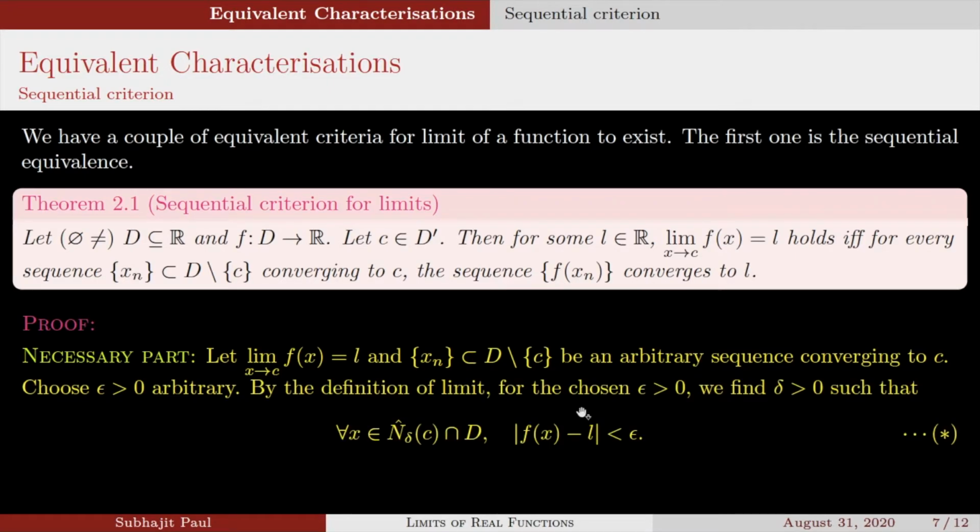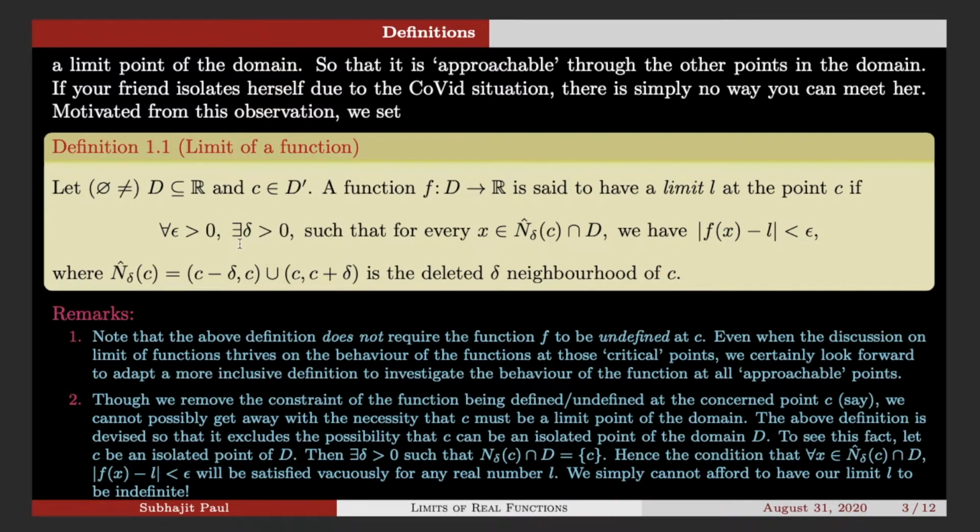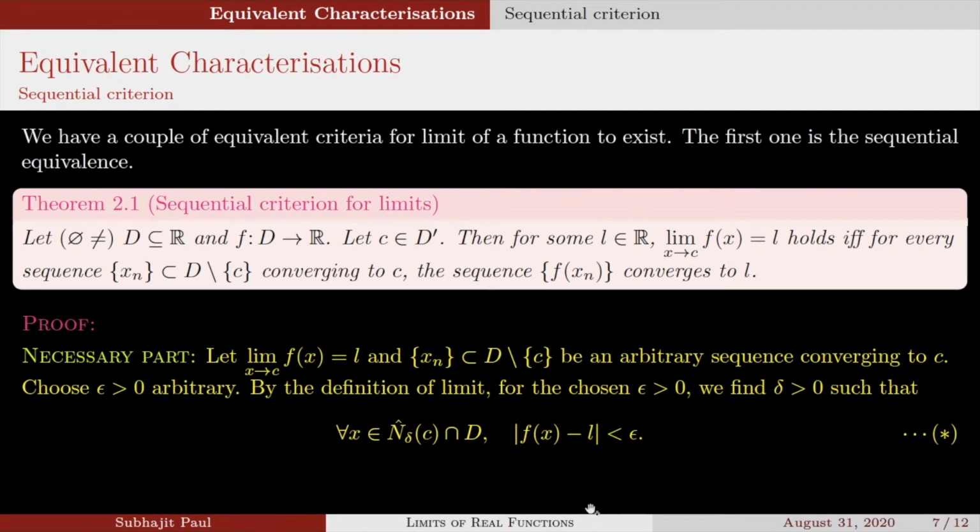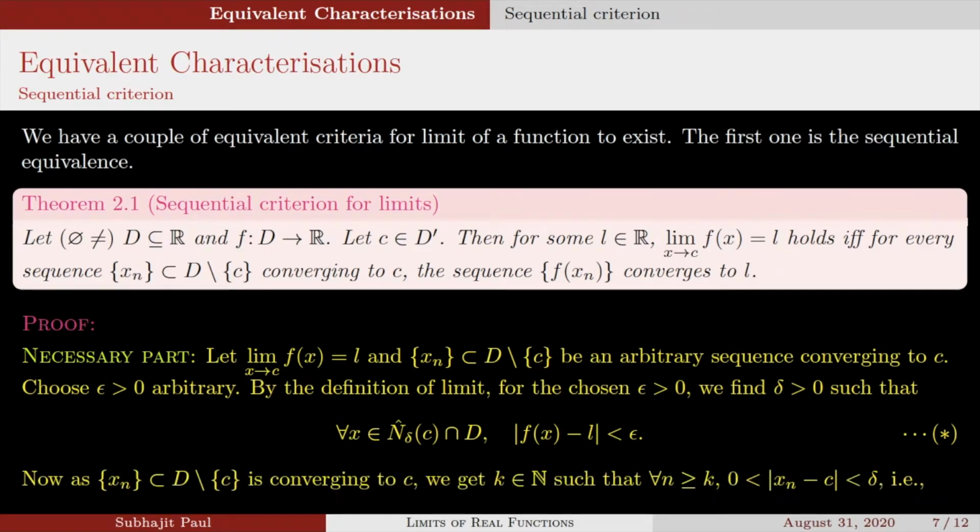Choose epsilon arbitrary. By the definition of limit, for the chosen epsilon positive, we find a delta such that this thing happens. Here is the definition of limit. For all epsilon positive, there exists delta such that for every x from the deleted delta neighborhood of C intersection D, we have the distance of f(x) from L less than epsilon. So that is what I have written. For the chosen epsilon, we find the delta such that for every point from the deleted delta neighborhood of C intersection D, the distance of f(x) from L is less than epsilon. This is by the definition of limit.